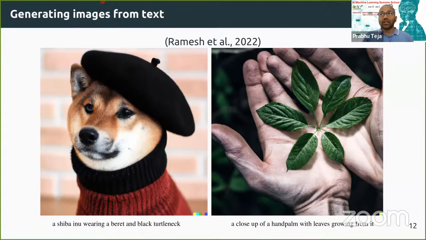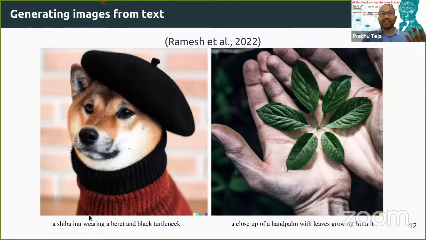Take this very new example of what most of you have heard of. This is called DALL-E 2. DALL-E is a machine learning model that takes a text as input and generates images. People have made very ridiculous captions and the network figures it out. See, a Shiba Inu wearing a beret and a black turtleneck. I'm pretty sure there is no image on the internet that has a Shiba Inu wearing a hat and a sweater.